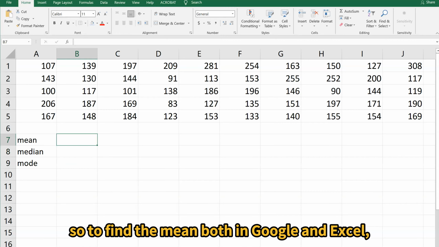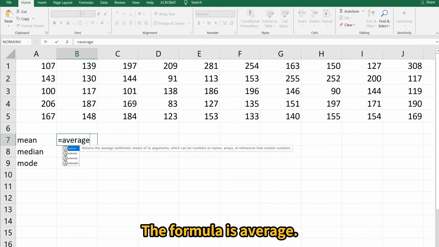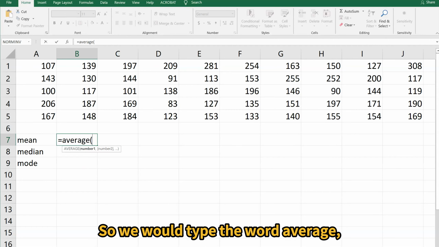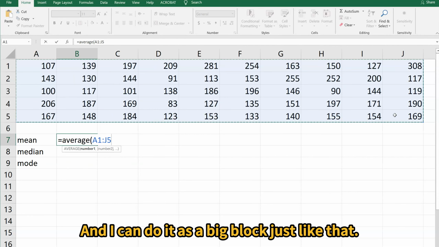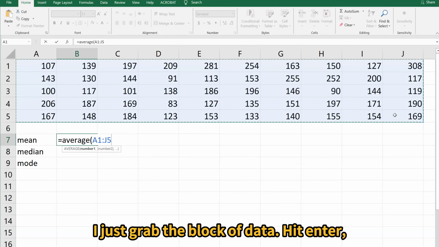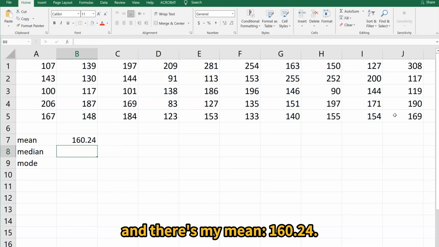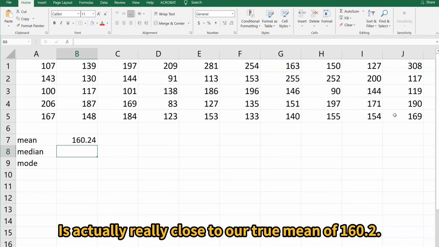Okay? So to find the mean, both in Google and Excel, we actually don't use the word mean. The formula is average. So we would type the word average, and then I'm going to use my mouse, come up here and select all of my data. And I can do it as a big block just like that. I don't have to worry about them all being in the same row or all being in the same column. I just grab the block of data. Hit enter, and there's my mean, 160.24.